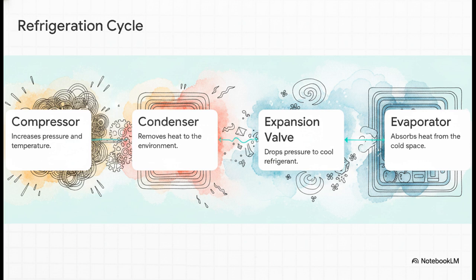First up, the compressor grabs that refrigerant vapor and basically cranks up its pressure and temperature. Second, it flows through the condenser coils, those hot grates on the back of your fridge, where it actually releases heat out into your kitchen.